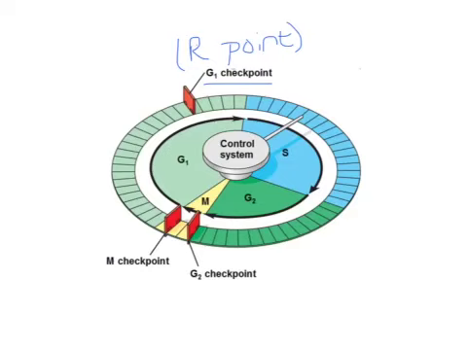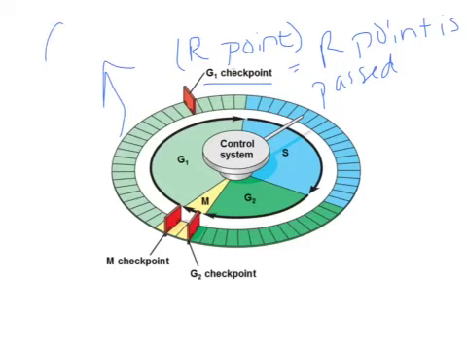It has what is called the R point that needs to be passed here. Once the R point is passed, the cell is given the go-ahead signal to move on into the S phase, the synthesis phase. That R point could be due to cell growth, organelle reproduction, but this is the signal that the cell is big enough, strong enough, ready to replicate the DNA. If the cell can't get past this signal, that's where it goes into the G0 phase, and it will not go on and replicate.